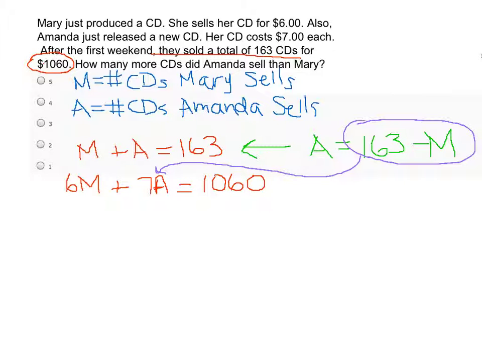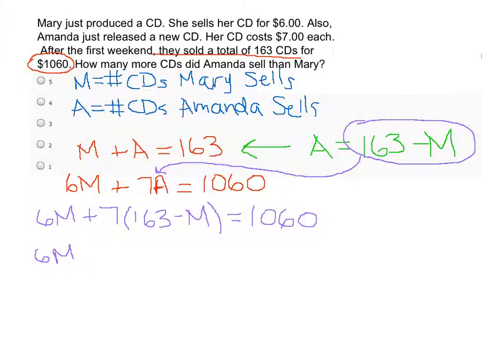So we're left with 6M plus 7A, and we know A now is 163 minus M, equals 1,060. Now we need to simplify this and solve for M. So we have 6M plus 1,041 minus 7M equals 1,060.